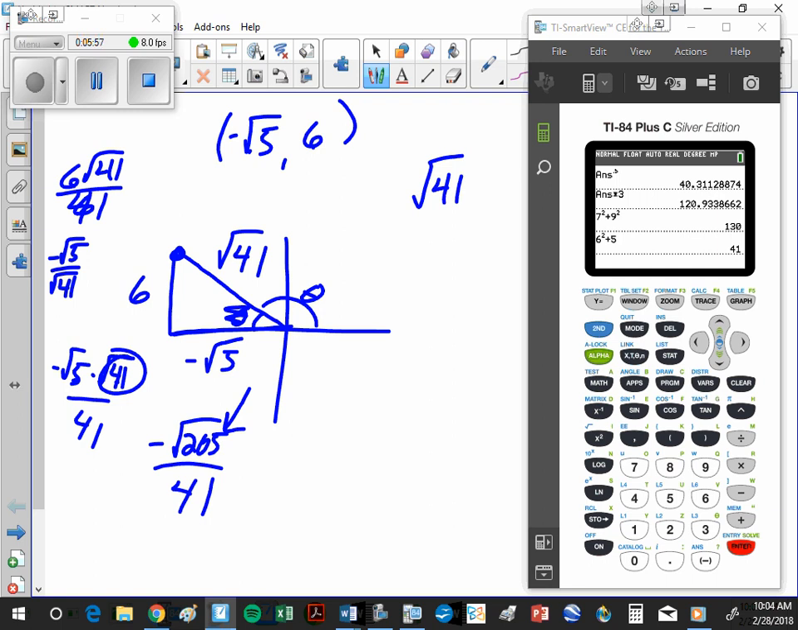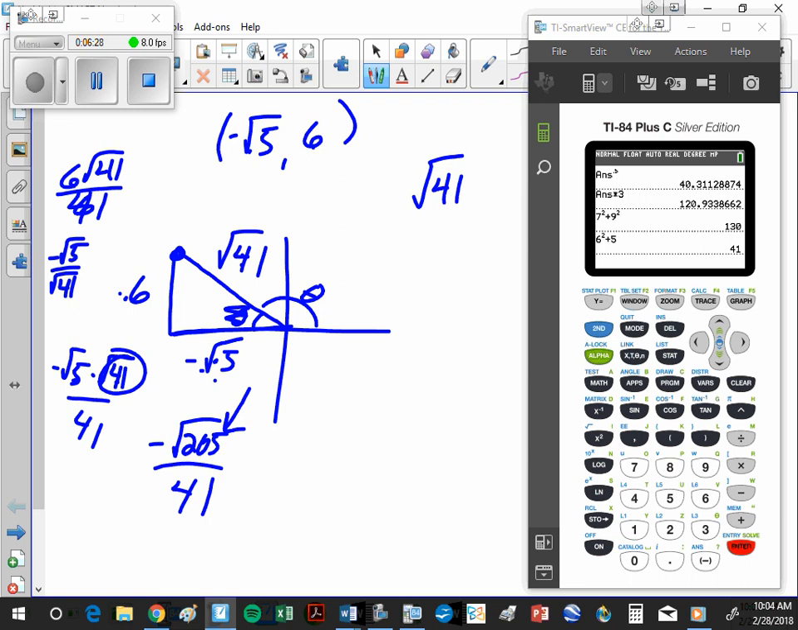Okay, and then tangent would be 6 over negative root 5, but you'd need to convert it. And then cotangent and cosecant and secant can also be found. Can you guys handle those, or do you need to see another one? Okay. Yeah, you need all 6. Sine, cosine, tangent, and then cosecant, secant, and cotangent. Yeah. All right.